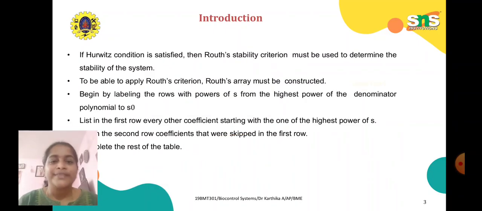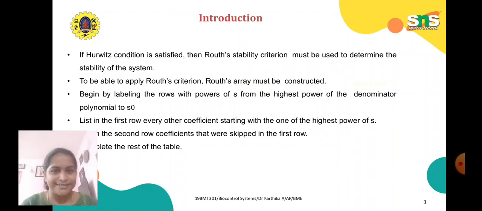If the Hurwitz condition is satisfied, then the Routh stability criterion must be used to determine the stability of the system. To be able to apply Routh's criterion, Routh's array must be constructed. Begin by labeling the rows with powers of s from the highest power of the denominator polynomial down to s^0. List in the first row every other coefficient starting with the one of the highest power of s. Then in the second row, list the coefficients that were skipped in the first row, and complete the rest of the table.